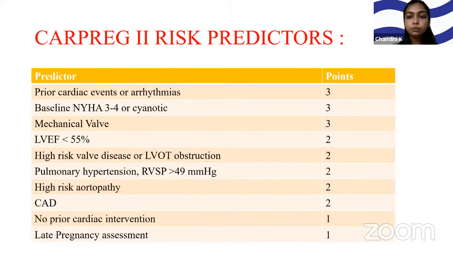The CARPREG 2 risk predictor components are prior cardiac events or arrhythmias, a baseline NYHA class of 3 to 4 or the presence of cyanosis, the presence of a mechanical valve, left ventricular ejection fraction less than 55%, high-risk valve disease or LVOT obstruction, pulmonary hypertension, RVSP more than 49 millimeters of mercury, high-risk aortopathy, prior history of coronary artery disease, and no prior cardiac intervention and late pregnancy assessment. Each carries a score of 1.